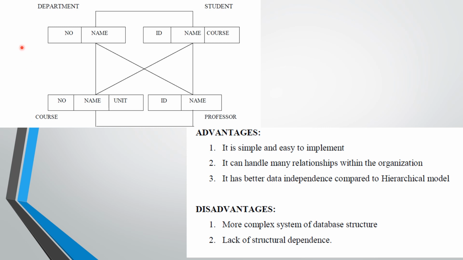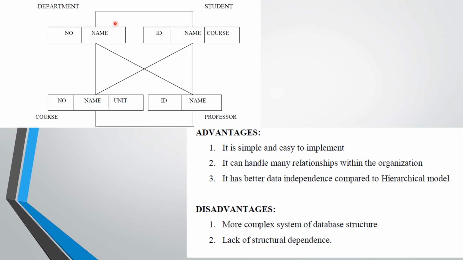So in the diagram I have given four entities. An entity, whether it is a thing or a place or anything, you can call it an entity. Each entity contains a different number of attributes. Here, department is one entity. It contains attributes like department number and department name. Student is also one entity. It contains the attributes ID, name, and course. Then one more, course is also an entity. It contains three types of attributes: course number, course name, and unit. The professor is also one entity. It contains two attributes: professor ID and professor name.